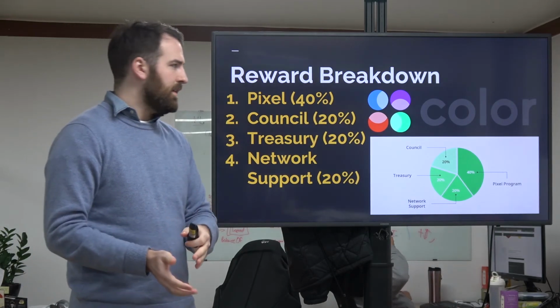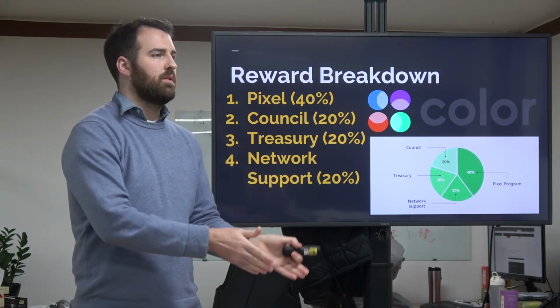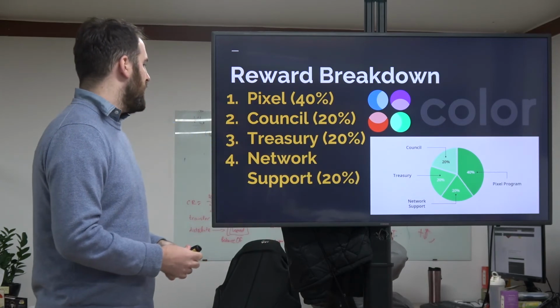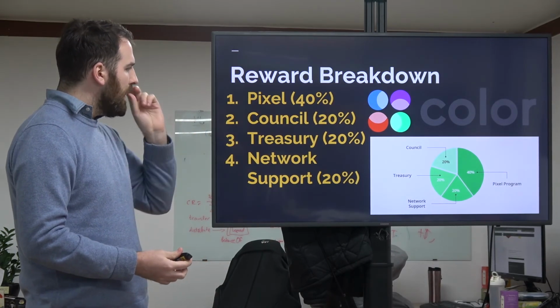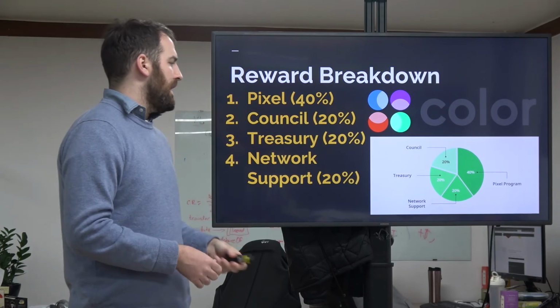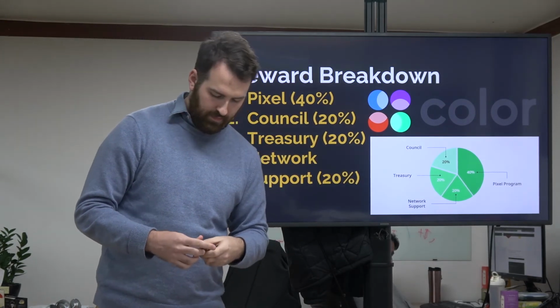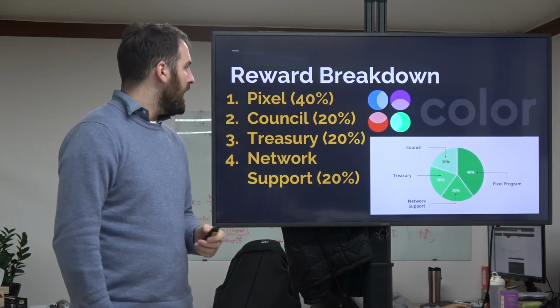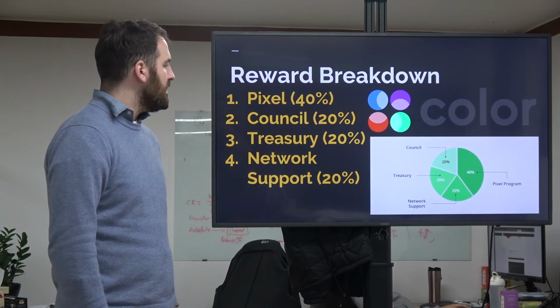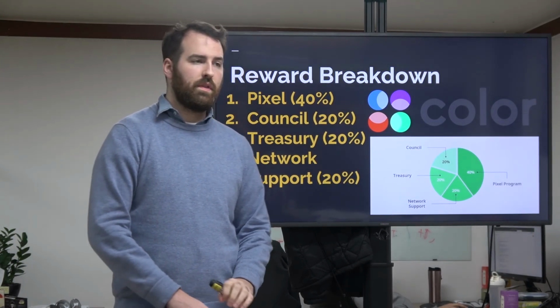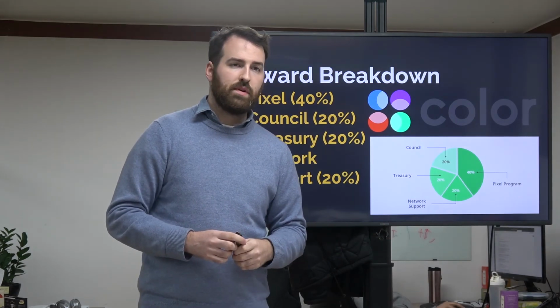The treasury is the funds that the council votes on, so how that money gets allocated. And then there's the network support, which the consensus and the logic runners are part of. And that is it for the short introduction for the Color Prism.